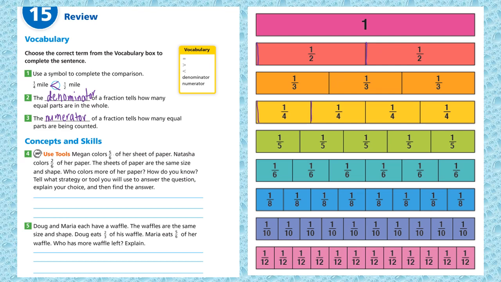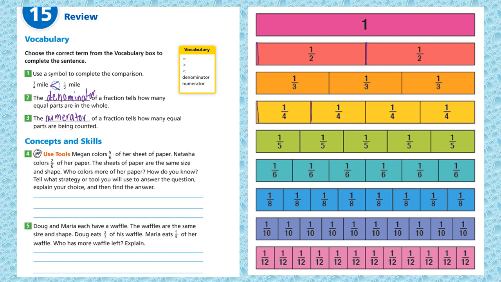Number 4, Megan colors 5/6 of her sheet of paper. Natasha colors 2/6 of her paper. The sheets of paper are the same size and shape. Who colors more of the paper? How do you know? Tell what strategy or tool you will use to answer the question. Explain your choice and then find the answer.